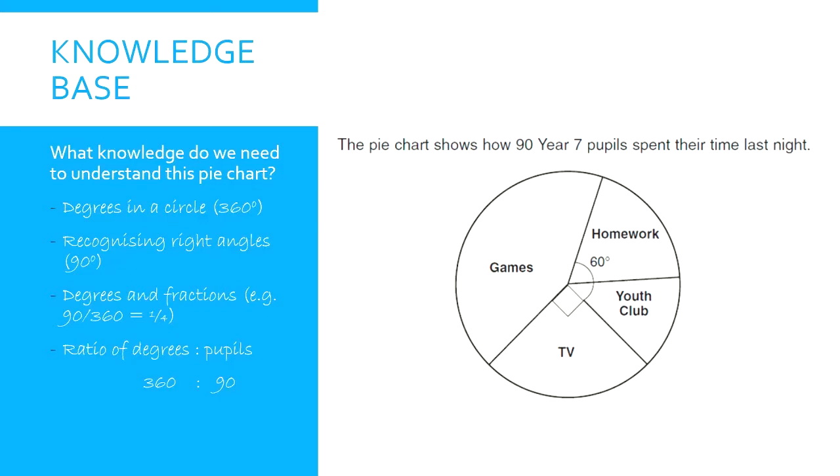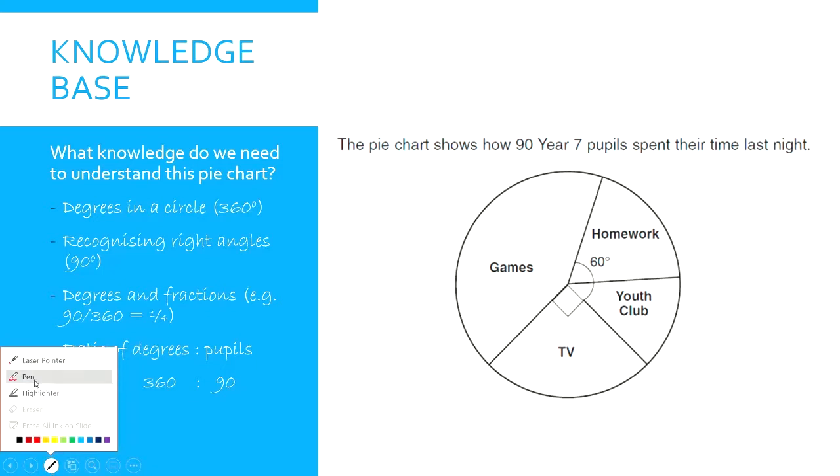Or we could think about it in terms of the ratio of the amount of degrees representing a certain amount of pupils. For instance, I know that the pie chart is talking about 90 pupils in total. So I can think of this as a ratio of 360 degrees to 90 pupils, and we can start working out various amounts from there.